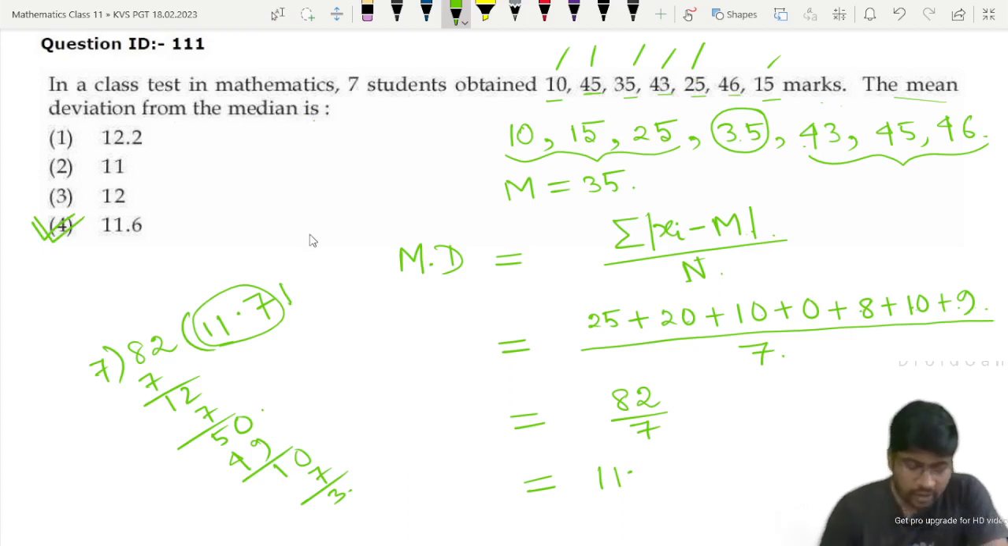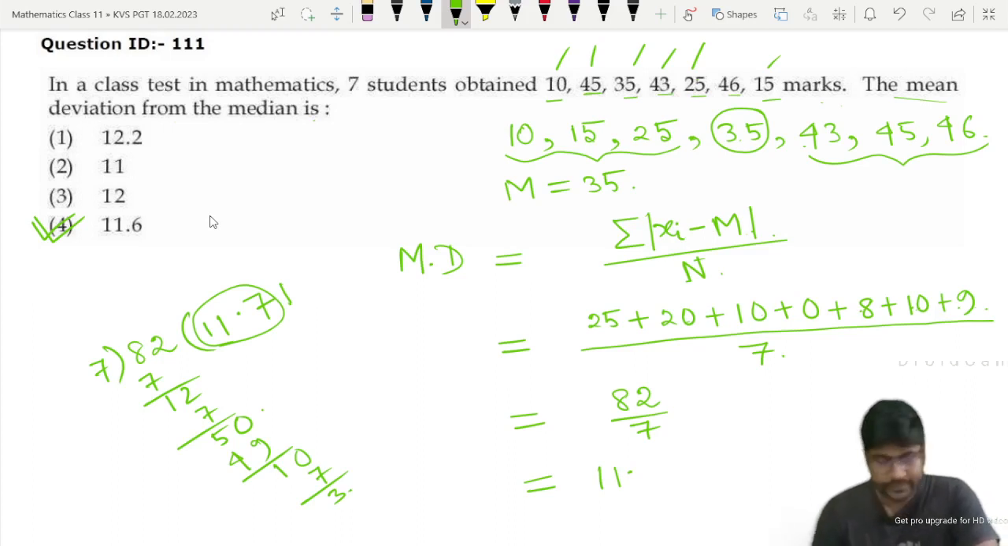Okay, but option 4 should be 11.7. Otherwise it is not matching. And if I have made any miscalculation, you should inform me immediately in the comment section. So this was question number 111. Okay, let's move to the next question.